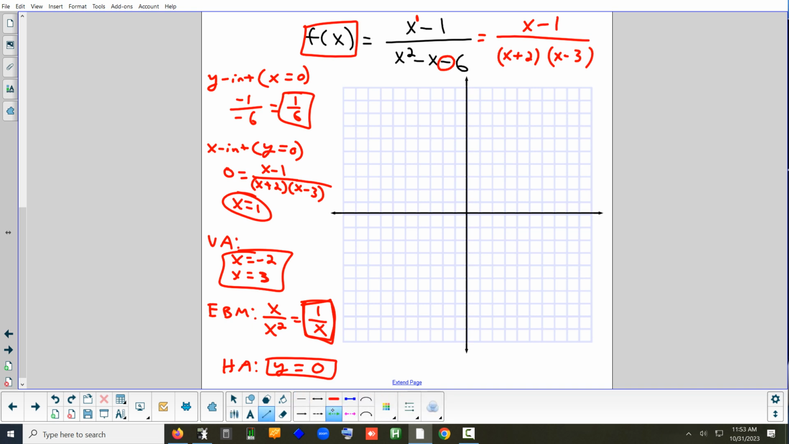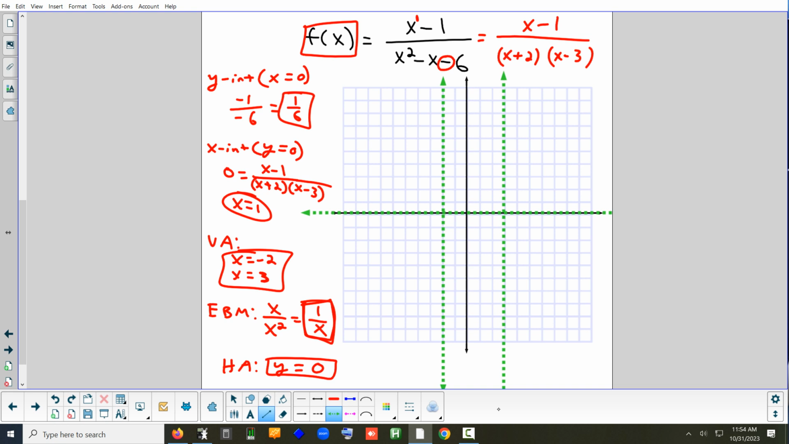Okay. Horizontal asymptote at 0. Vertical asymptote at negative 2. Vertical asymptote at positive 3. Good enough. These graphs are usually in 3 pieces. There's one piece to the left of the vertical, one piece between the verticals, and then one piece to the right. So we've got to kind of check out each piece.